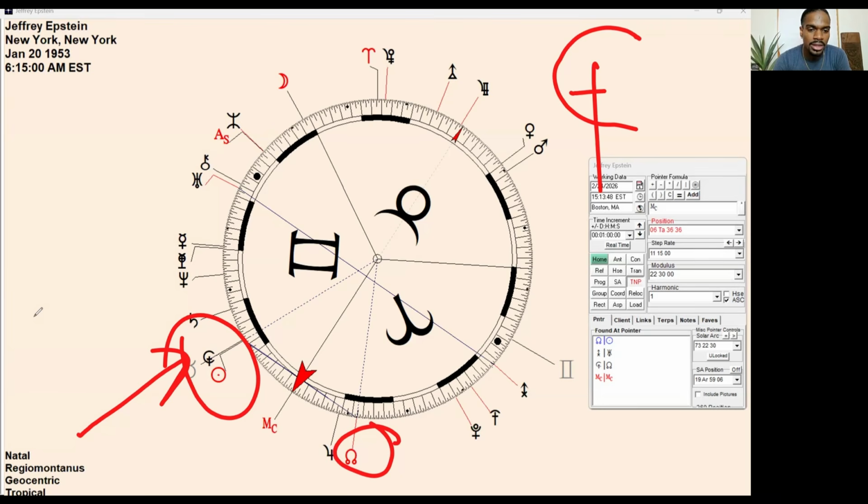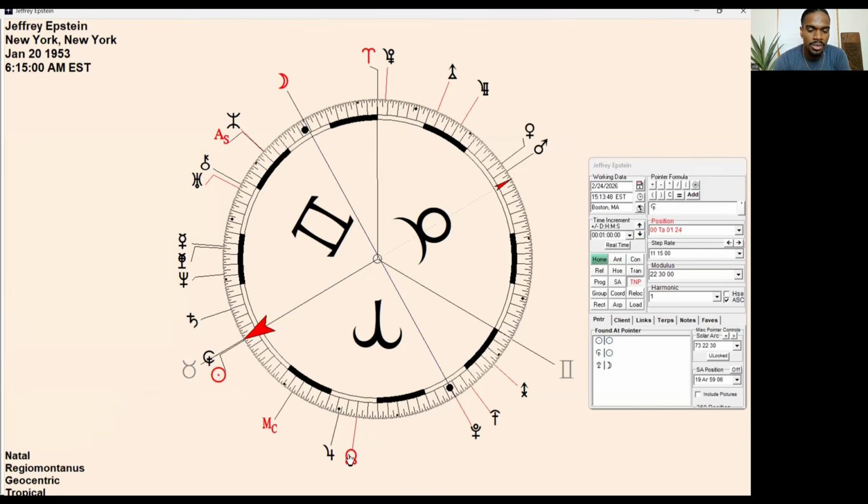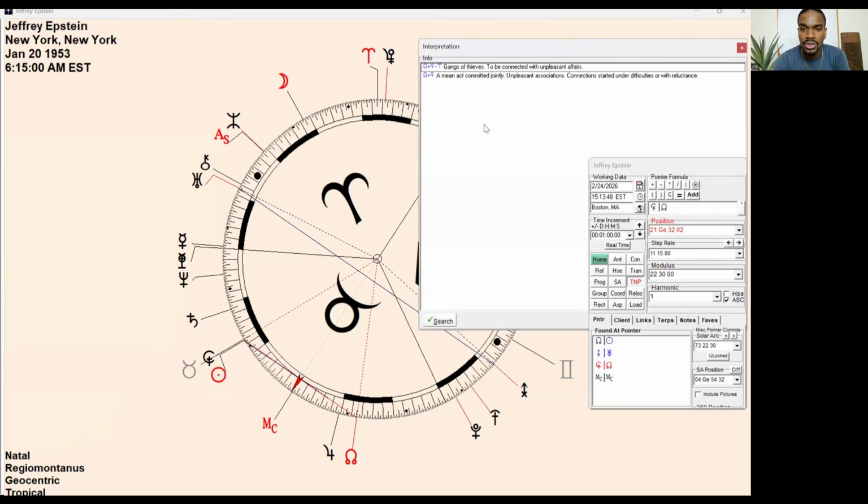Now, if we go and look at the interpretation of this combination of Hades node, we see that it represents a mean act committed jointly. Therefore, Hades node represents that there is a cabal of people who are performing a mean act together as one unit. It represents unpleasant associations and connections started under difficulties or with reluctance. So what this combination is saying to us is that he could be a part of a group or an organization of people who is representing the dirtiest part of our human experience.